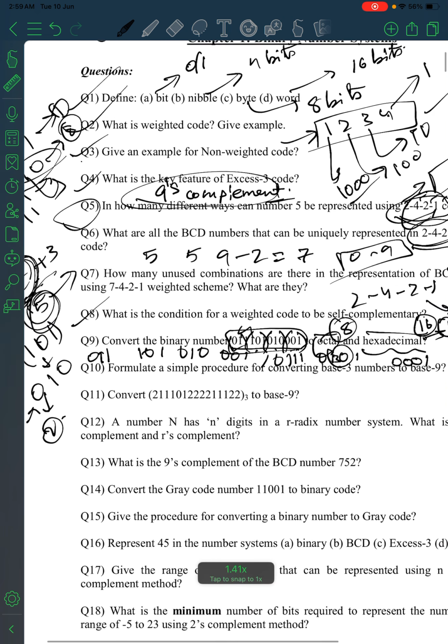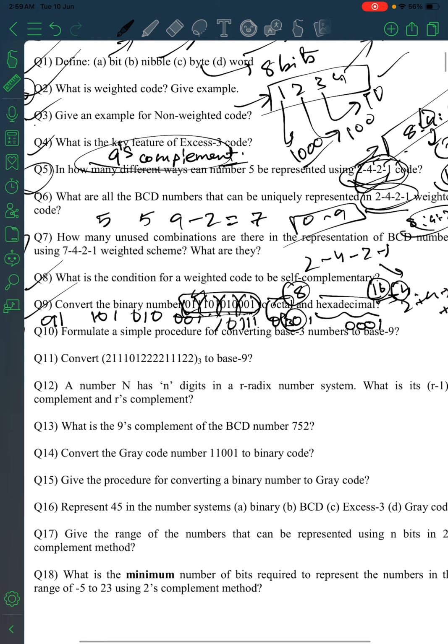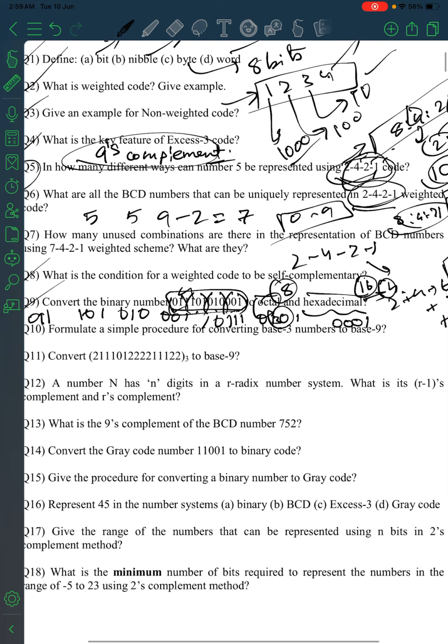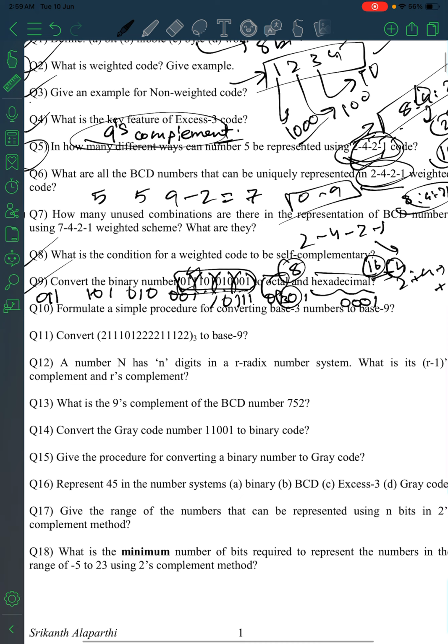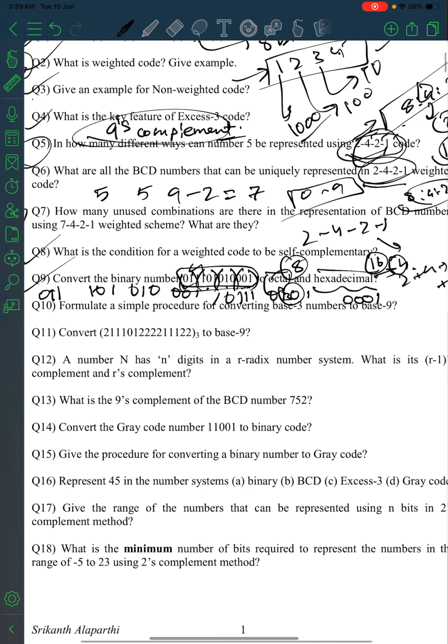So that is the 9th question. Formulate a simple procedure for converting base 10 numbers into base 9 numbers. It's simple. It's not that simple.